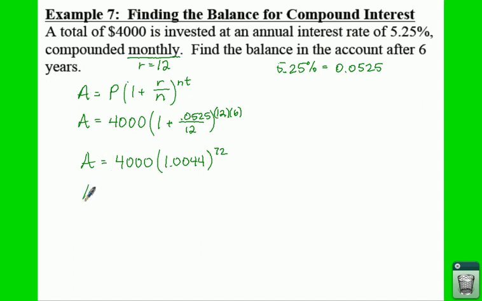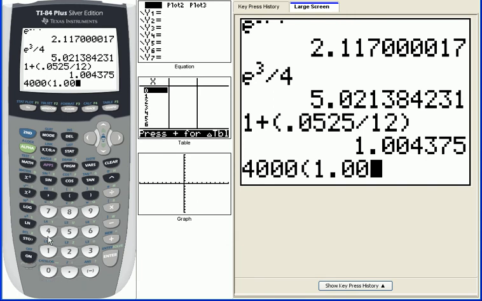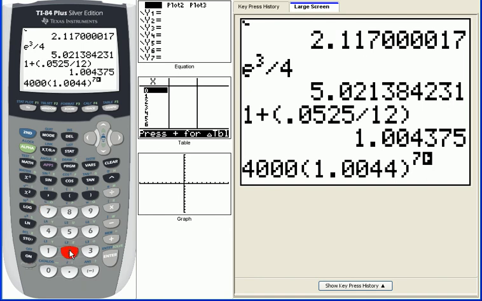So when we plug this into our equation, this should give us our value after 6 years. Now make sure you do not multiply 4,000 times the 1.0044, then take that to the power of 72, because then you'll get an astronomically large account balance, which would be nice, but unfortunately is not realistic. So we're going to take 4,000, and you can type it in just exactly how it's written, 1.0044 to the power of 72.